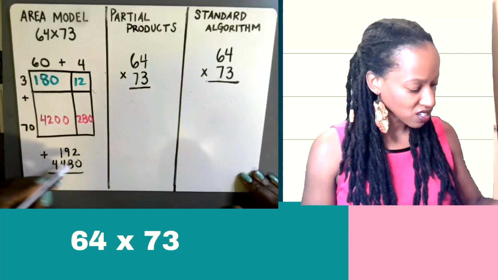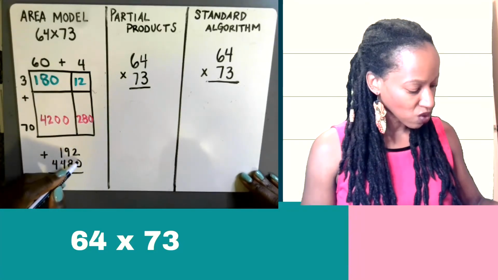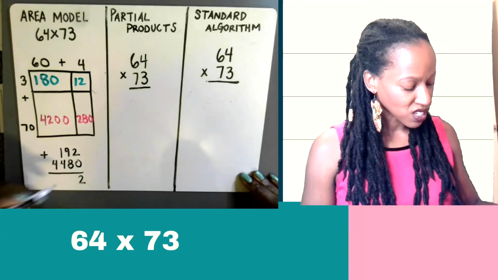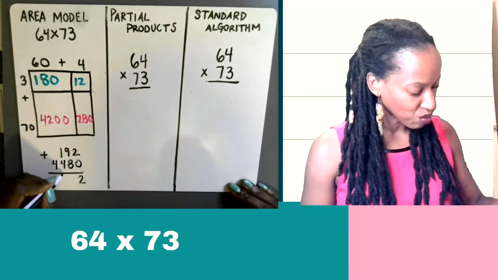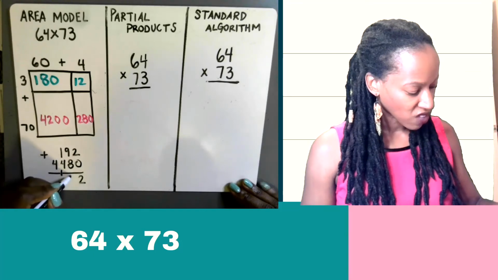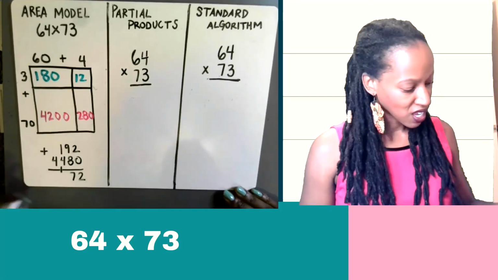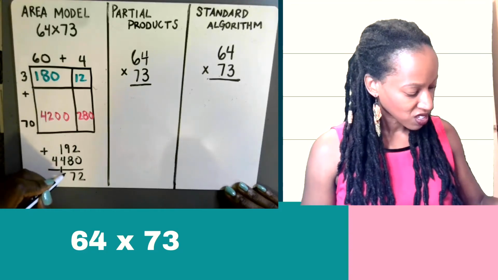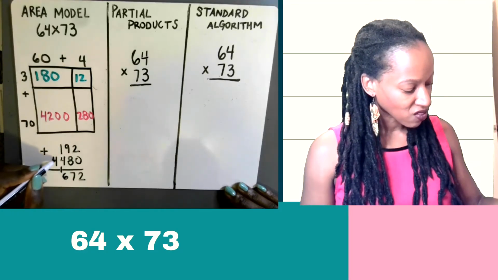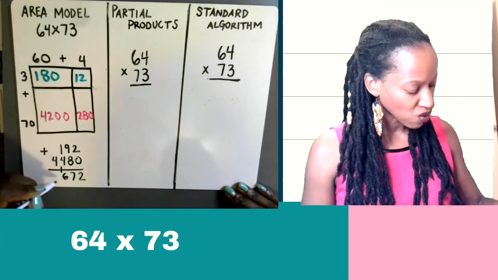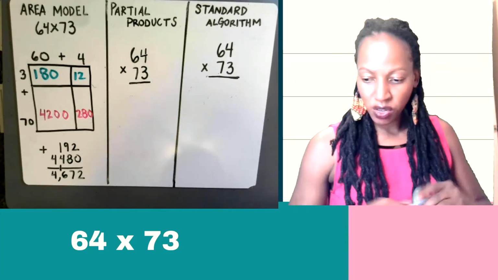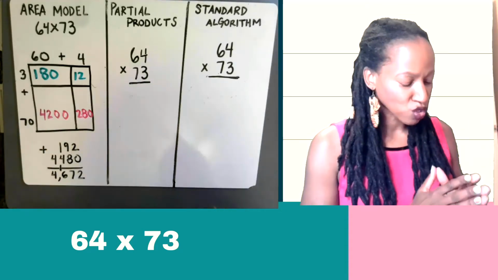So let's take a look and see what that is. 2 ones plus 0 ones gives me 2 ones. 8 ones plus 8 tens plus 9 tens gives me 17 tens. I'm going to bundle one of those to the next place value. I have 7 tens remaining. 4 hundreds plus 5 hundreds plus another 100 gives me 6 hundreds. And then I have 4 in the thousands place plus 0 thousands gives me 4,672.